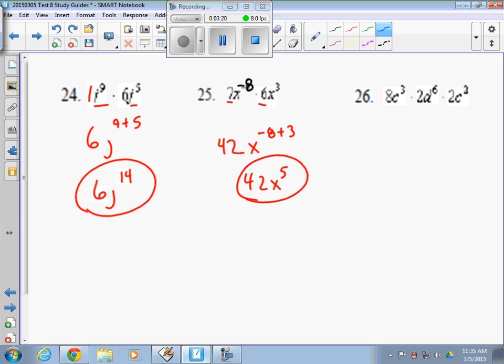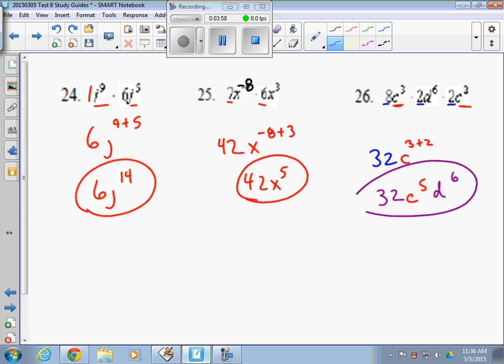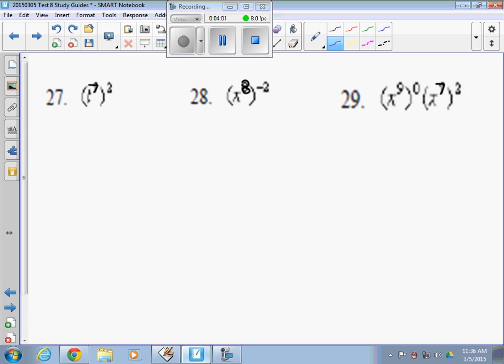8c to the 3rd times 2d to the 6th times 2c to the 3rd, squared. My pictures are worse than yours the way they transferred over to this program. But you multiply 8 times 2 and get 16, times 2 and get 32. So just multiplying the coefficients. Then you have c's and you have d's. So you don't add the d with these. It's c to the 3rd plus 2, which we know is c to the 5th. And then you simply have d to the 6th that just comes down. So 32, c to the 5th, d to the 6th.